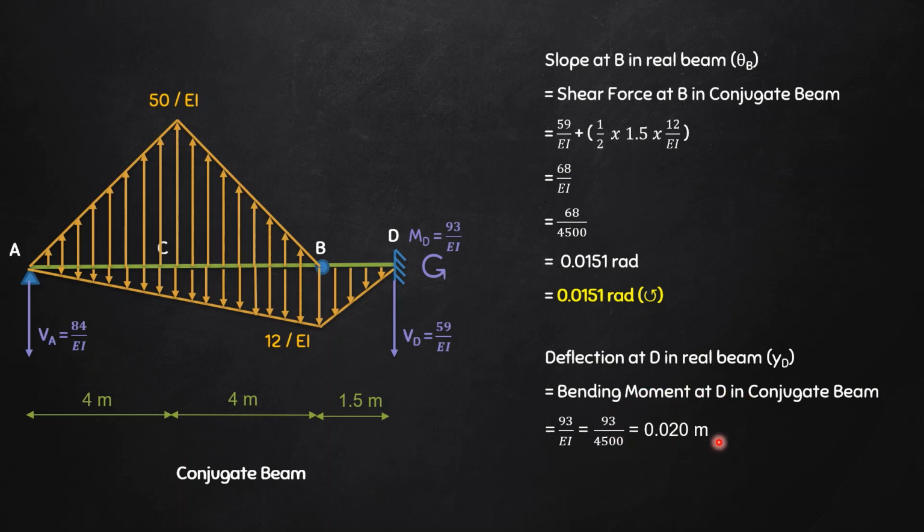Okay, now what does this positive sign indicate? It indicates that the deflection at D is in the upward direction. So here I will write the final answer as 20 millimeter in the upward direction.